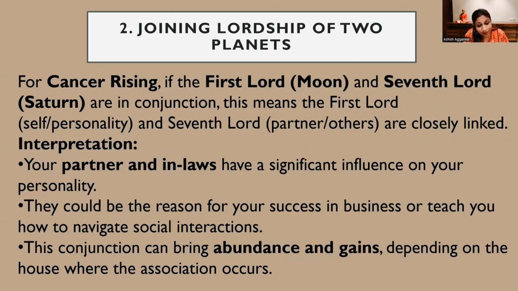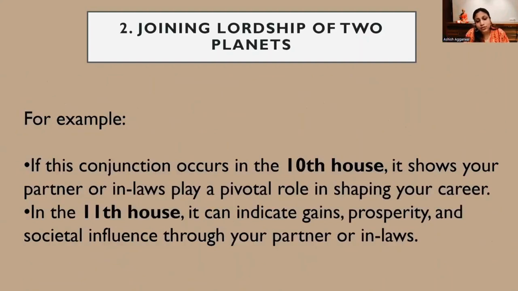This conjunction can also indicate abundance. The inheritance aspect can also be discussed, and it's not always negative. Depending on whether this conjunction occurs in the 10th house, your partner may have shaped your personality and career. If it occurs in the 11th house, then gains and properties can come through in-laws when we talk about inheritance. So, not all associations are bad. It clearly depends on where this association is, and if there is no negativity, it can sometimes lead to positivity. We cannot directly take the conjunction of the Moon and Saturn to a negative side.